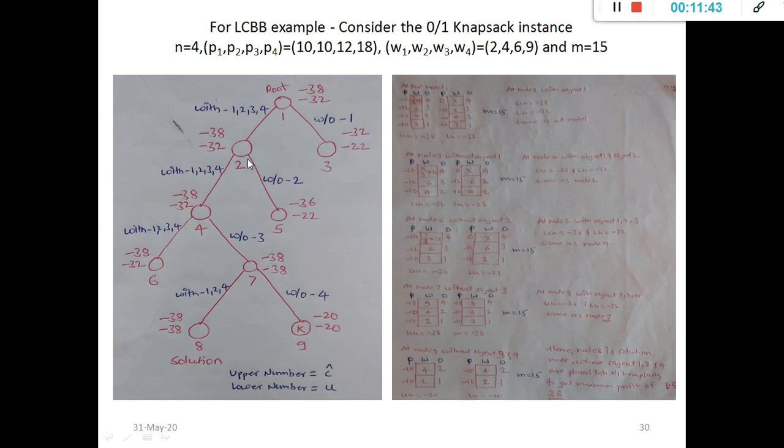Then after calculating the values at node 2 and 3, now we have to apply the actual minimization technique. That is, compare the lower number of node 2 with the lower number of node 3, and whichever is the minimum, that node you have to consider for further expansion. The lower number for node 2 is minus 32 and the lower number for node 3 is minus 22. When you compare minus 32 with minus 22, minus 32 is the minimum value. That's why further you have to expand node 2 and discard node 3. This is called the minimization technique.